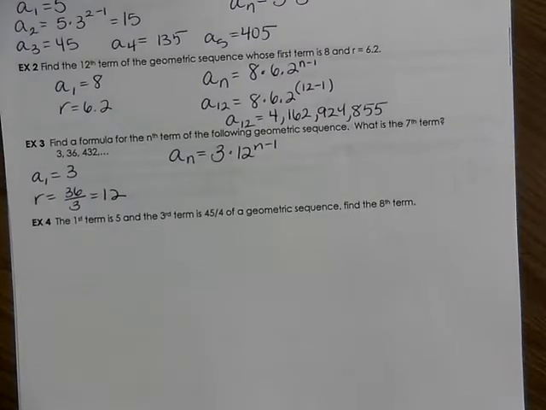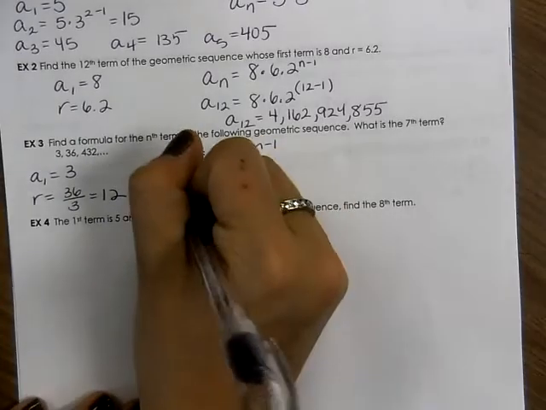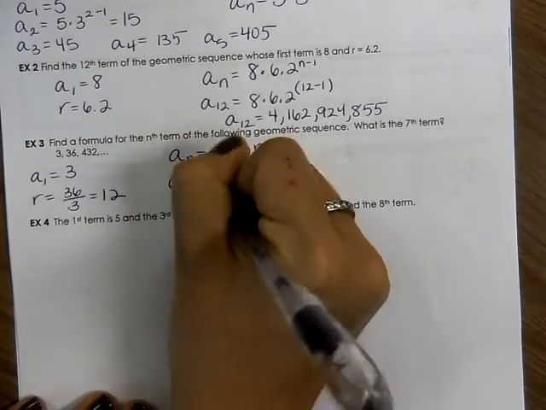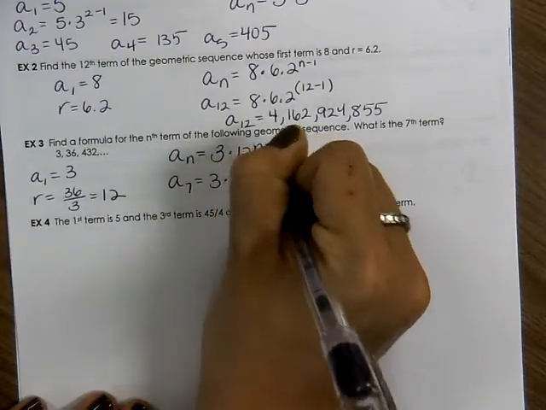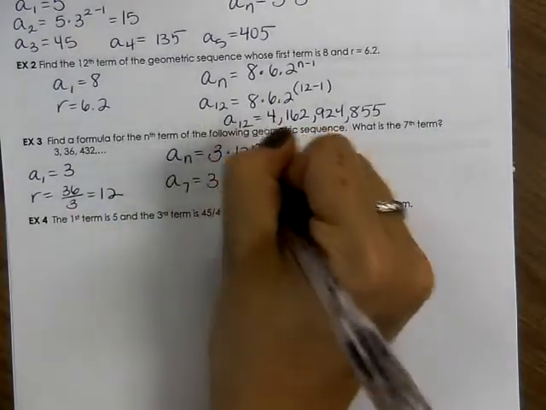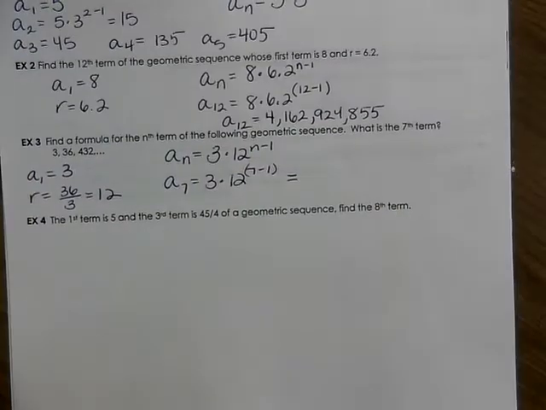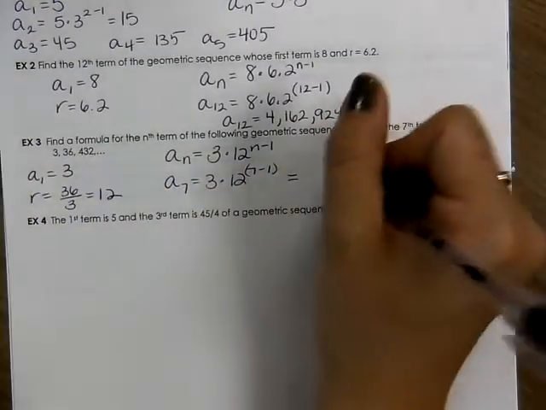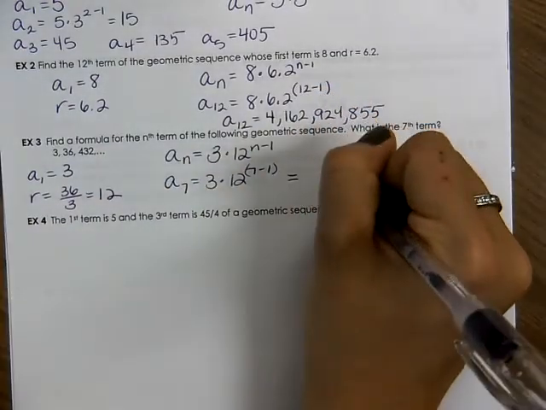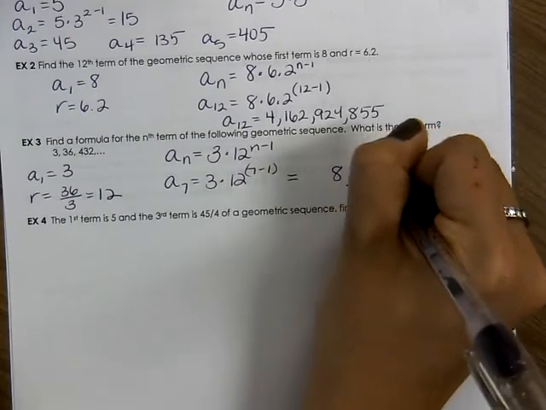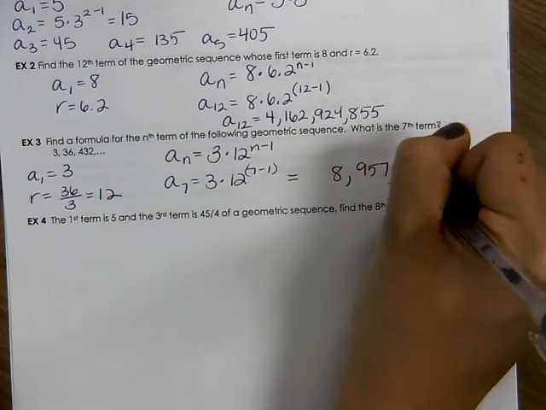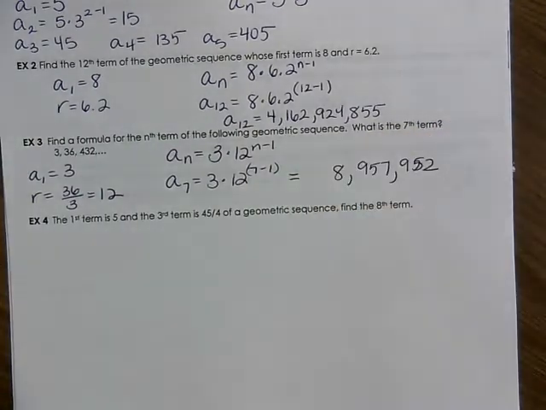Okay, if I want to find the 7th term, what do I need to do? Plug in 7 for n. So a sub 7 equals 3 times 12 to the 7 minus 1. And let's see, do I have that somewhere? Yeah. 8,957,952. I'm assuming that you're comfortable entering these into your calculator. Is that a fair assumption? Okay.